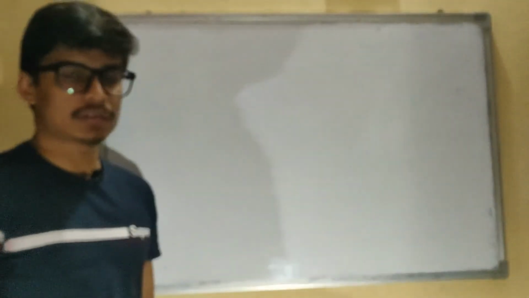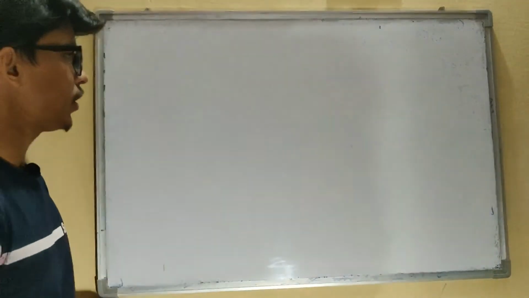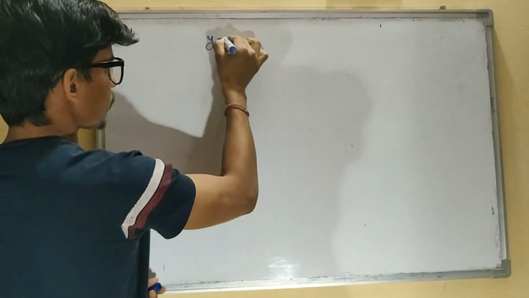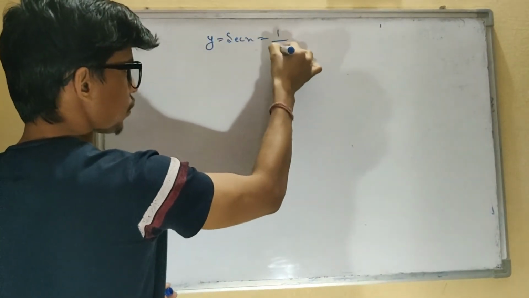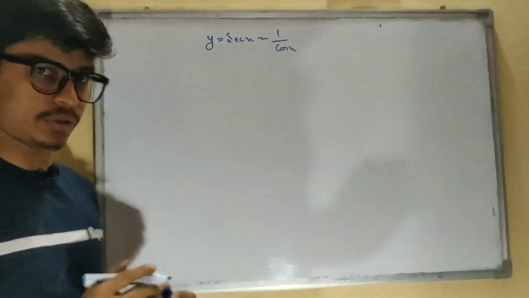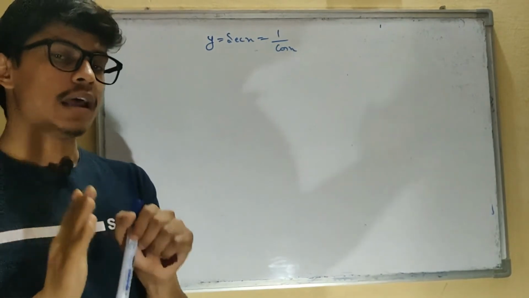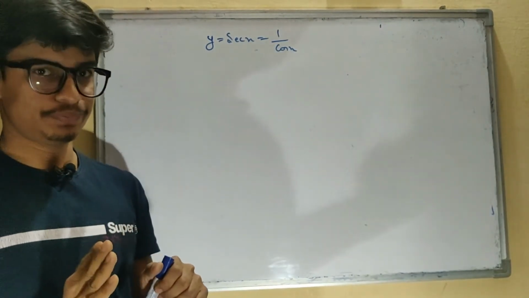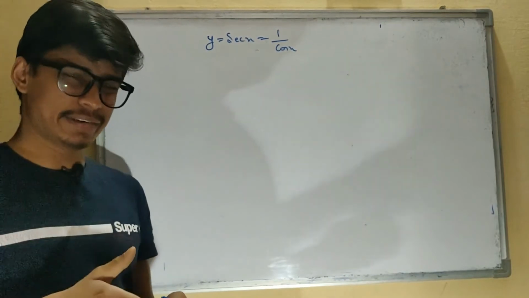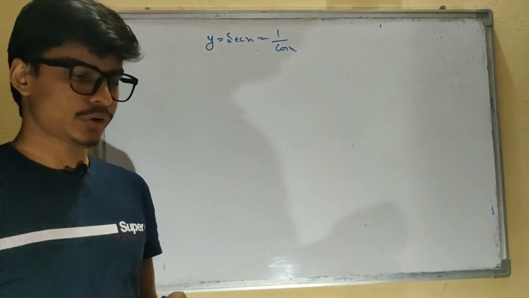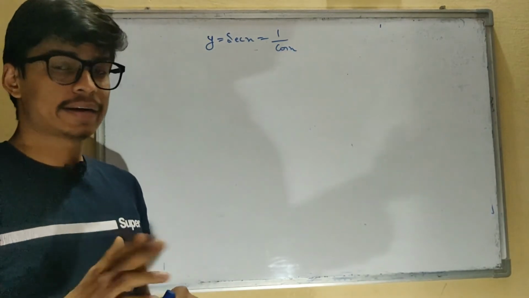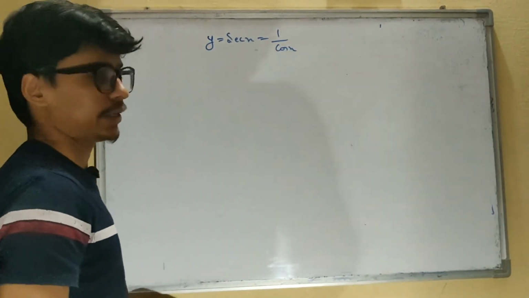Next, students are generally confused when they are drawing the graph of cosec x and sec x. So please pay attention to understand this. y equals sec x, and what is sec x? It is the reciprocal of cos x. The value of cos x is always between -1 and 1. Please remember that cos x is less than 1 and greater than -1.